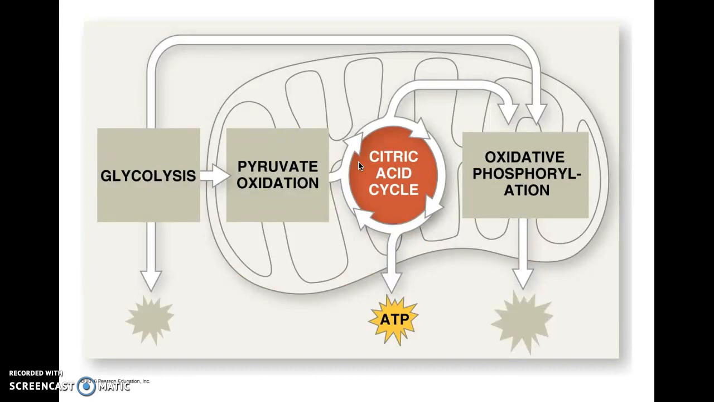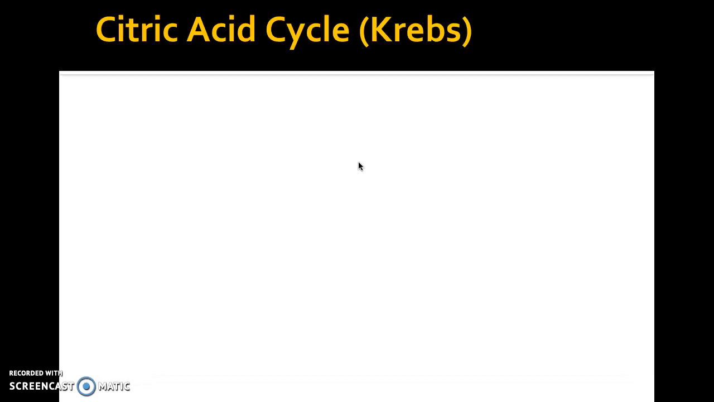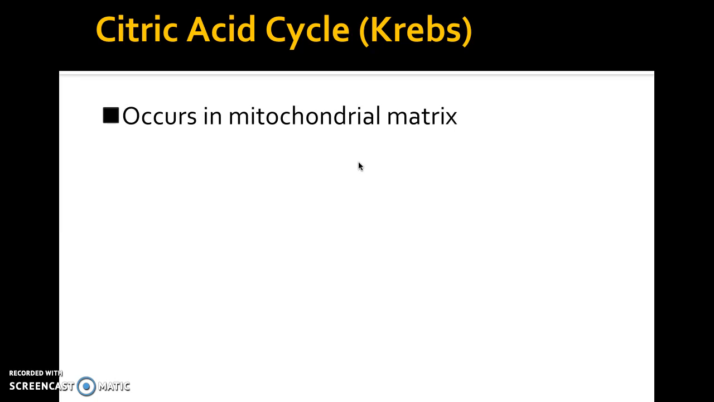Quick look at the second part of cell respiration called the citric acid cycle, where more ATP is going to be made. Very quickly, what is the citric acid cycle? What's the input? What's the output? You have to remember that we're starting where we just left off, and we have acetyl-CoA entering into the citric acid cycle. This also occurs in the mitochondrial matrix.